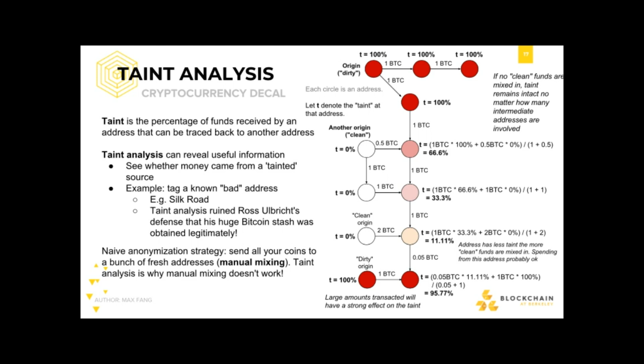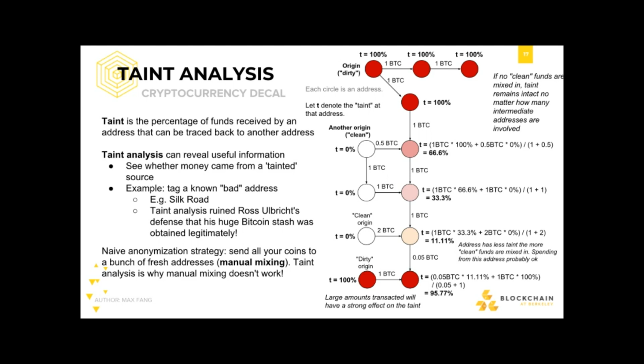Or I might want to know what percentage of my funds are from illegal activities, like people who bought stuff from the drug market or Silk Road or something. So taint analysis can reveal a lot of useful information. One naive way that people try to go about unlinking themselves from previous identities is just sending all their money from the current address to a new address.